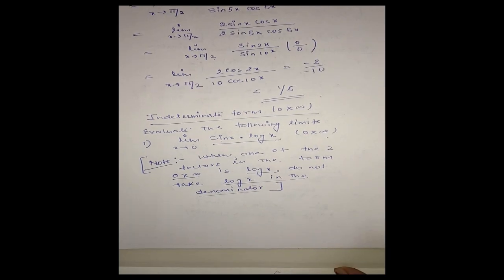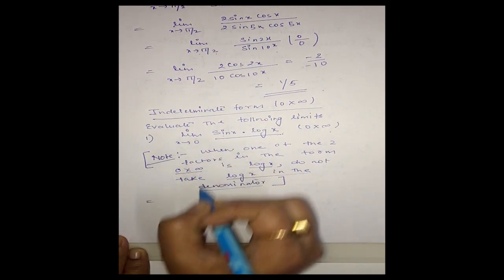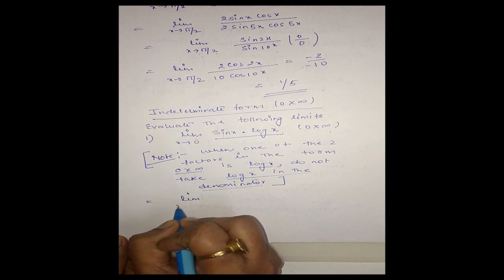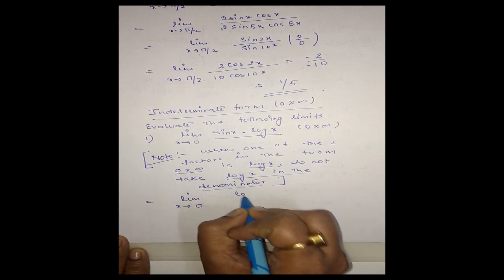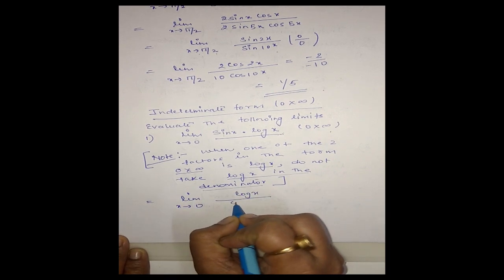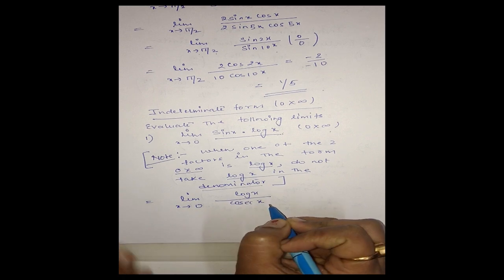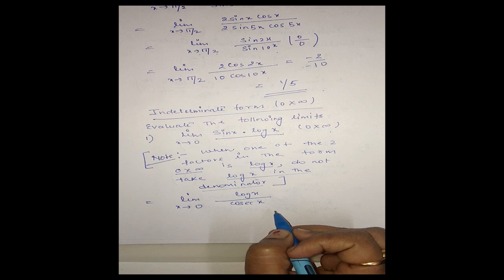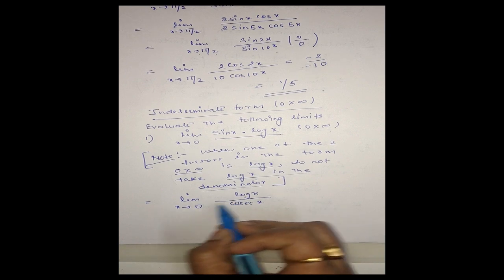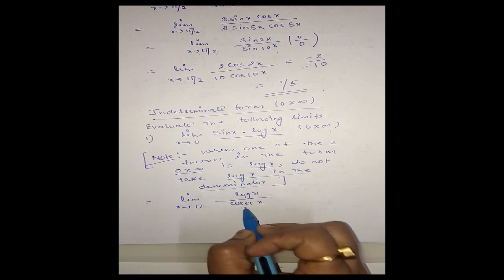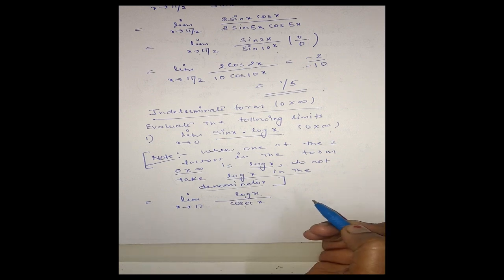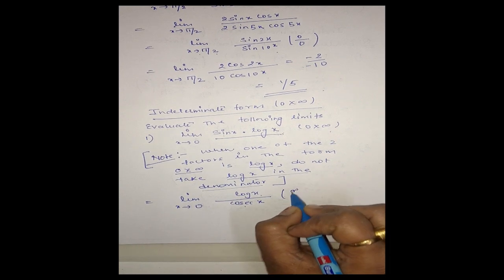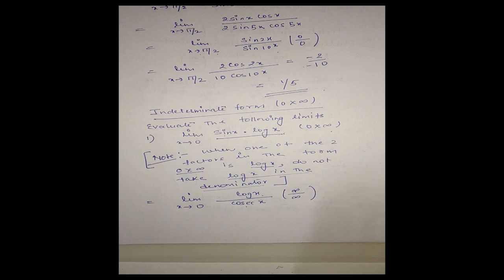Okay, now this form can be written as limit x tending to 0 log x divided by cosec x. Easily I can write in this form. Now this will be log 0 infinity and cosec 0, 1 upon sin 0, that is 1 by 0, infinity by infinity form. Okay, now we can apply our L'Hopital rule here.